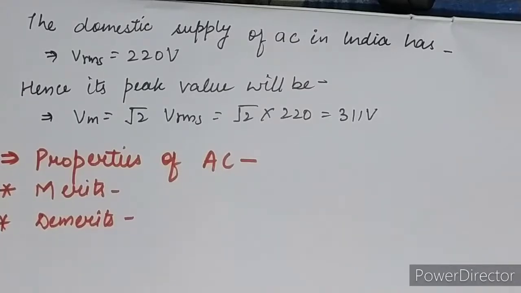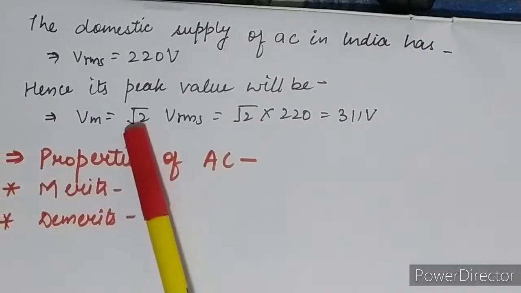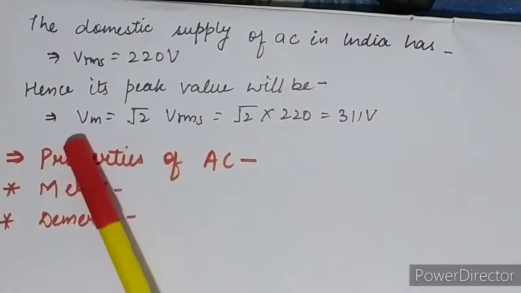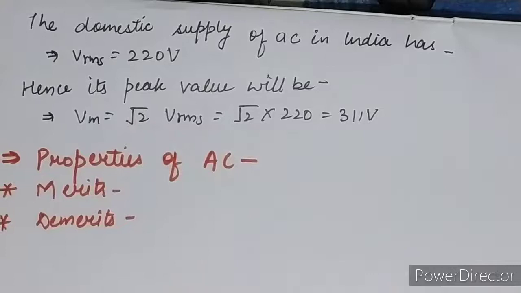Right, now we are studying it. The peak value is root 2 times its RMS value. So it is very much more dangerous than DC.